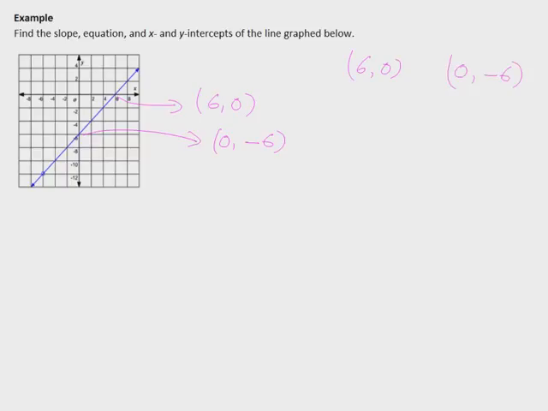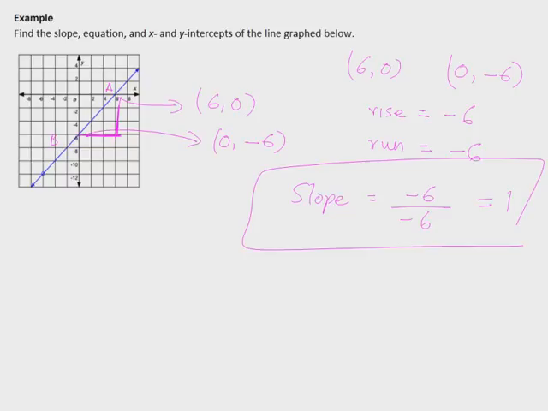So to go from A to B, I went down a vertical distance of 6. So the rise is minus 6. And I went across a horizontal distance of minus 6. So the run is also minus 6. So the slope is minus 6 over minus 6, which is 1.